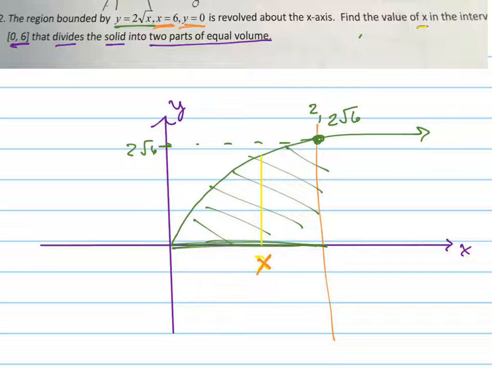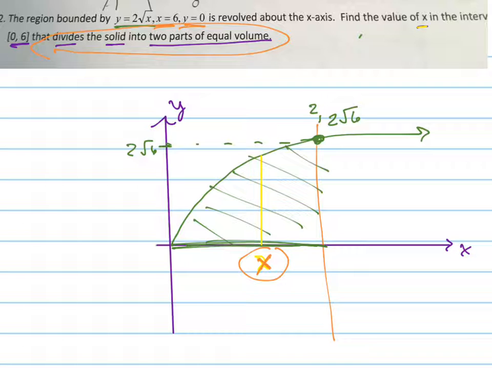There's some value x such that when you revolve it, it divides the solid into two parts of equal volume. So this whole thing's going to be revolved. This is what we're trying to do: we're going to use this x, set up two volumes of revolution, and set them equal to each other. So how would we set up a volume of revolution?